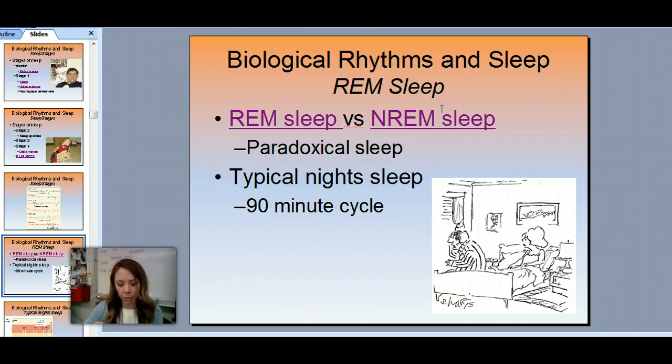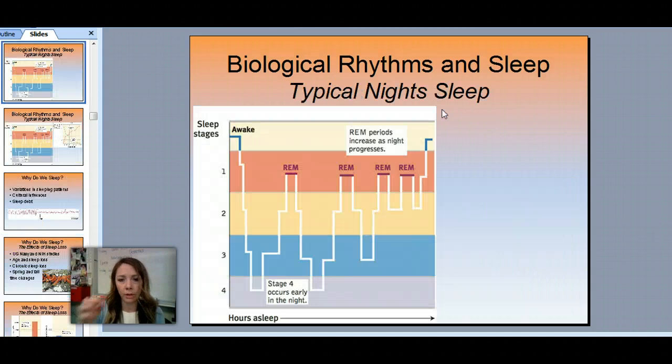In a typical night's sleep, you have 90-minute cycles. And remember that they need to go up and down. So here's the chart that we looked at, that you go from stage 1, 2, 3, 4, right? And then you go back up and you hit REM, right? So there are these cycles that happen, and these last about 90 minutes.